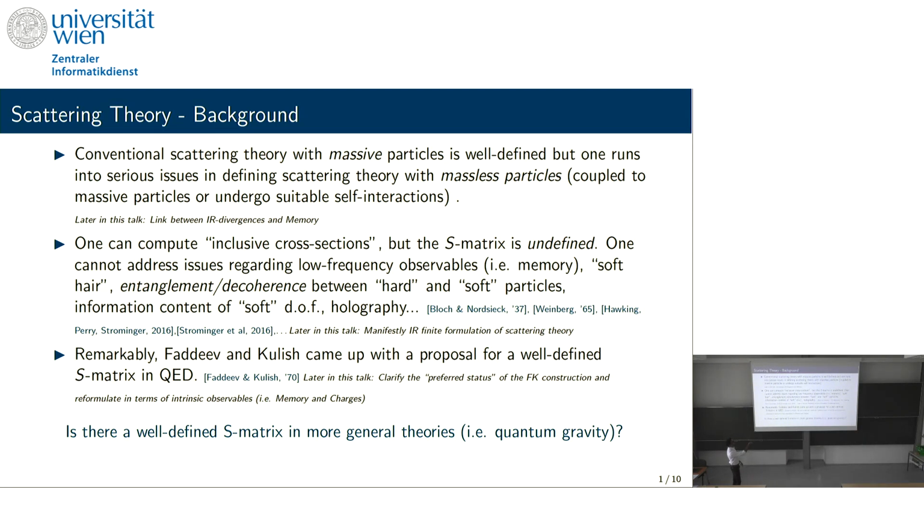This was not in the framework of Bloch and Nordsieck or Weinberg or any of these other people. They really proposed a totally new formulation of the scattering theory, which was infrared finite. So the point of this talk is, I will explain the origin of these divergences, and why what Faddeev and Kulish did was in some sense inspired. But ultimately we'll ask the final question, which is, does this construction or any construction actually generalize to more general theories? And in particular, does there exist a well-defined S-matrix quite generally?